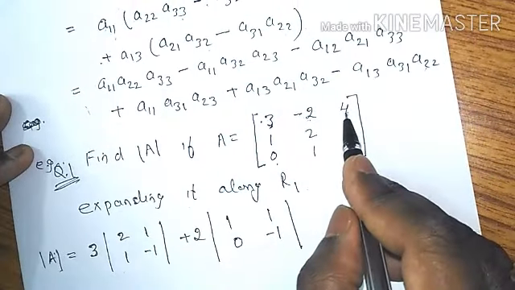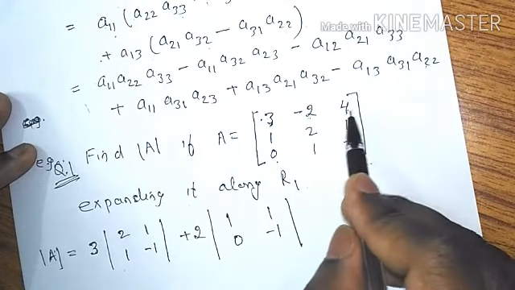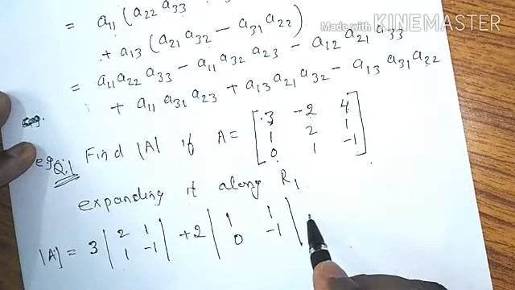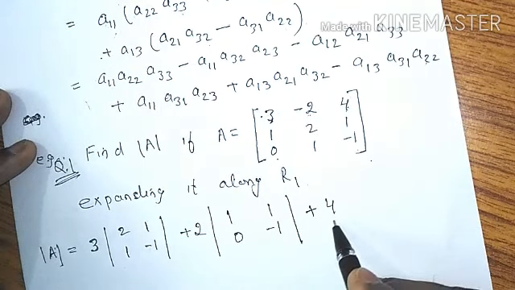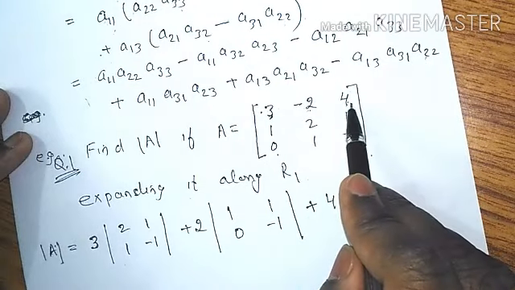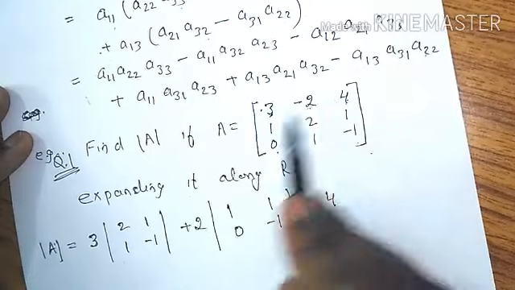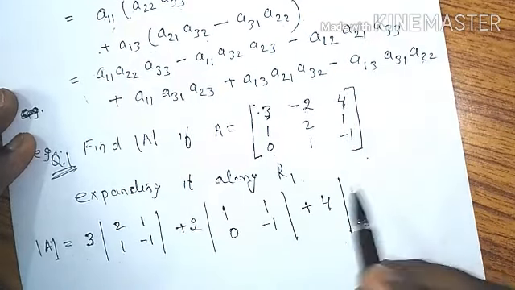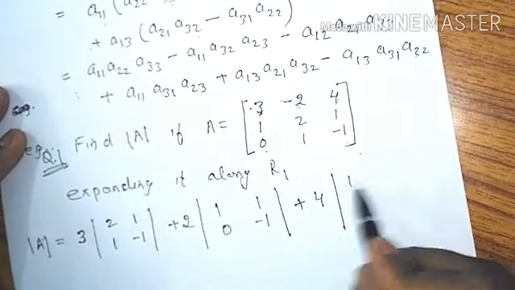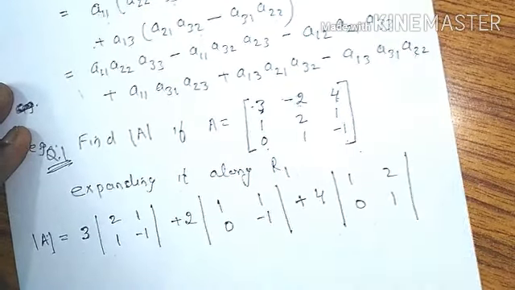Then comes 4. So this is first row and which column? Third column, so even place. In the even place we have to take this element as it is, with the plus sign. If this was in an odd position, we would have changed the sign like the previous one. Then again this row and column get deleted. The elements left are 1 and 2, this element and this element, 0 1. I hope it is clear.